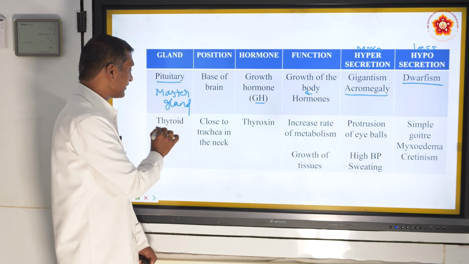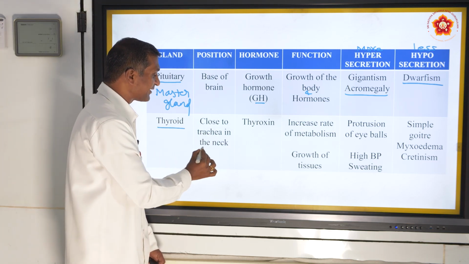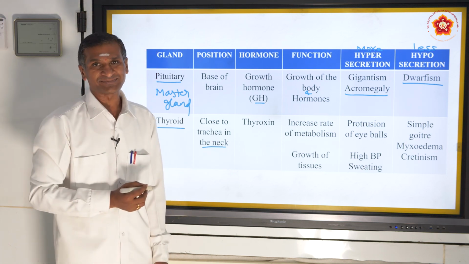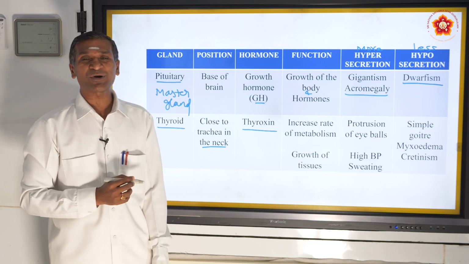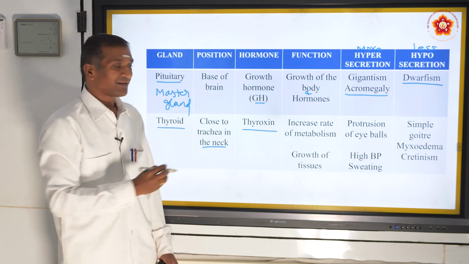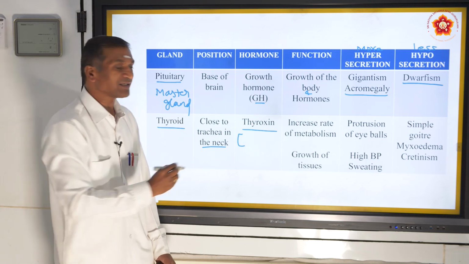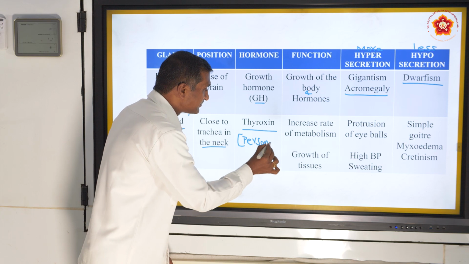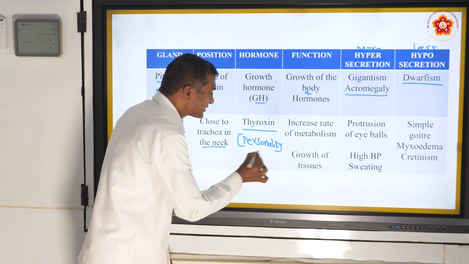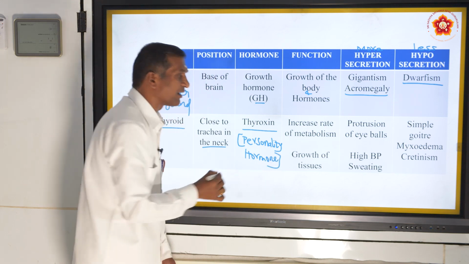The next gland, the thyroid gland, is close to the trachea in the neck region. The thyroid produces a hormone called thyroxine. There is a title given to this hormone. Thyroxine hormone is called the personality hormone. Why is it called the personality hormone?